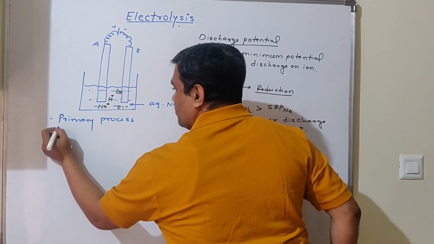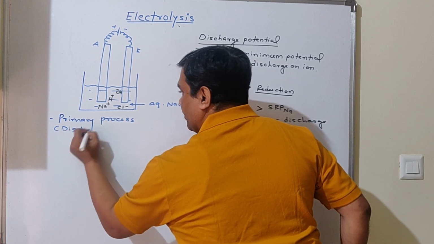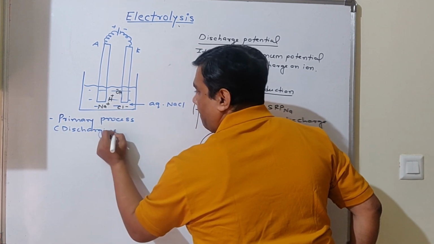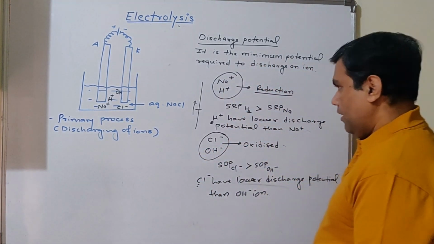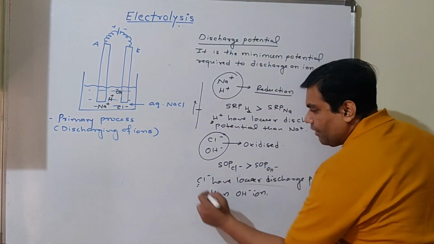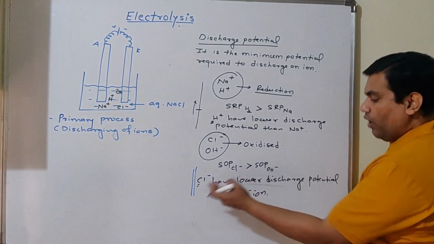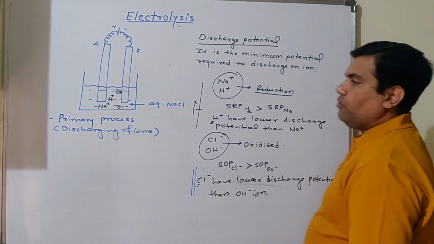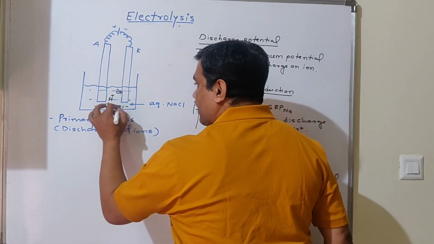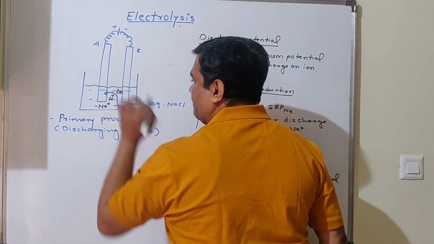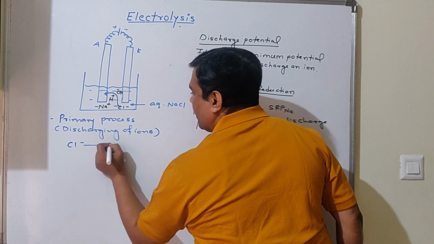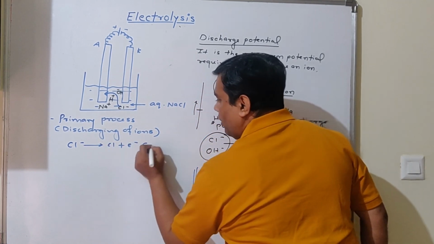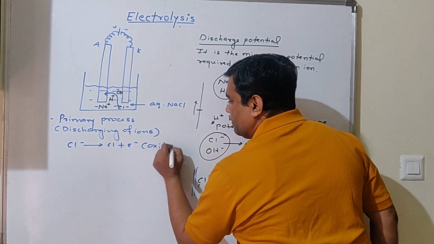The primary process was discharging of ions. And out of the two negative ions or anions, who will win the race? Cl negative is going to win the race. So Cl negative will approach the anode, wherein it will get discharged by losing an electron. So that's an oxidation.